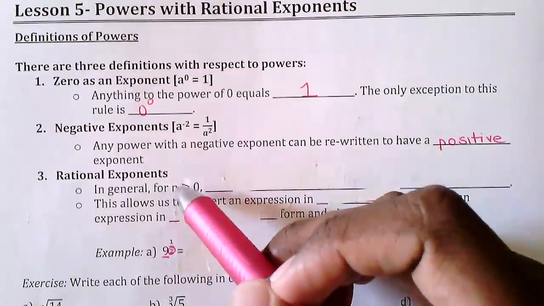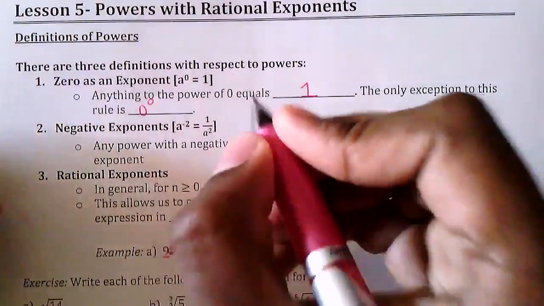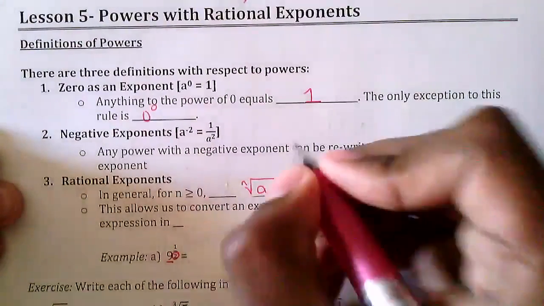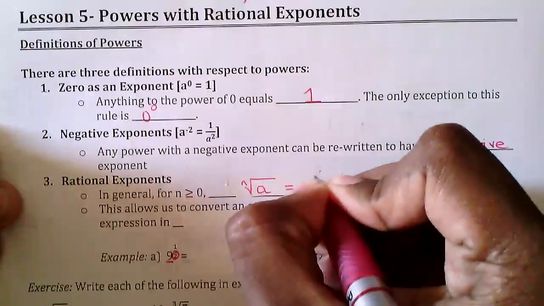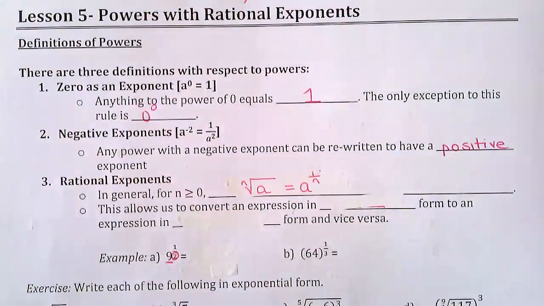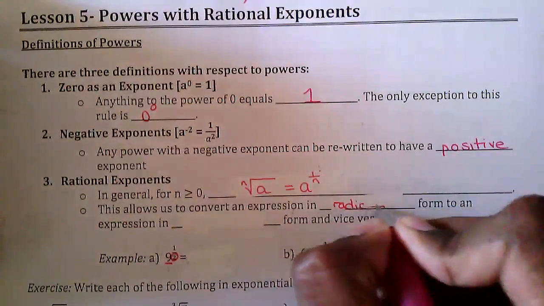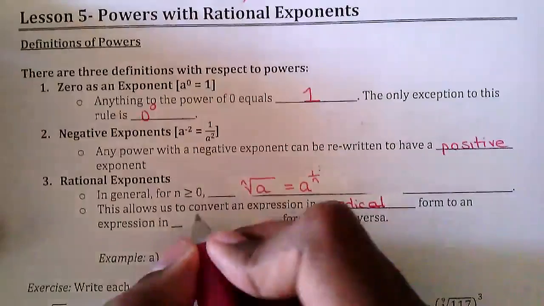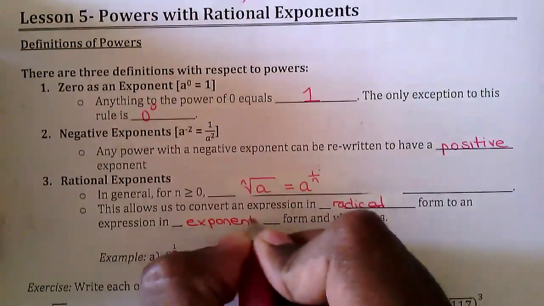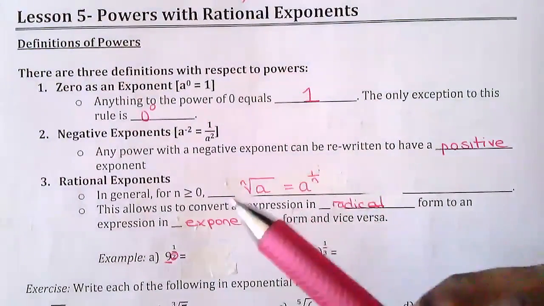So in general, when n is equal to or greater than 0, the rule is this will equal this. Okay? This allows us to convert an expression in radical form to an expression in exponential form and vice versa. So what do we actually see here?